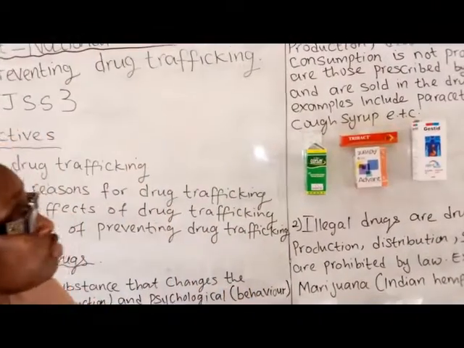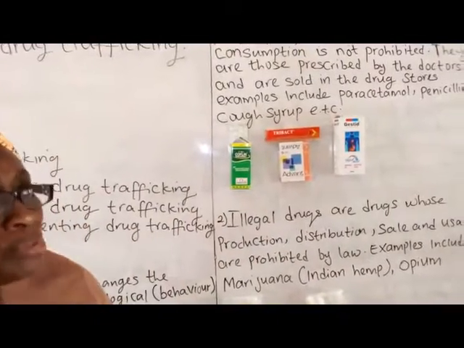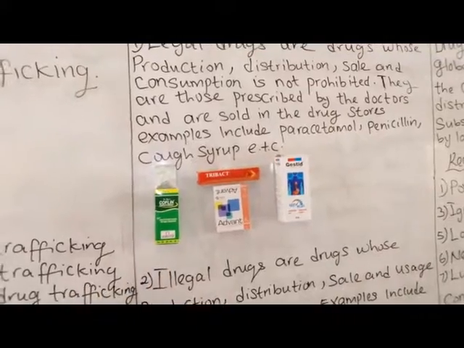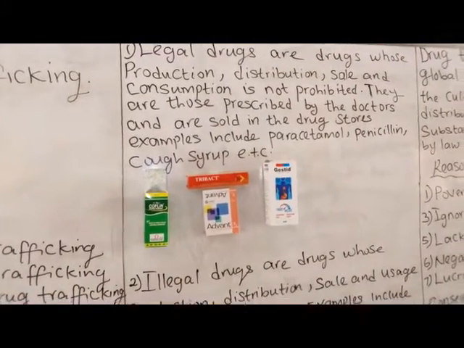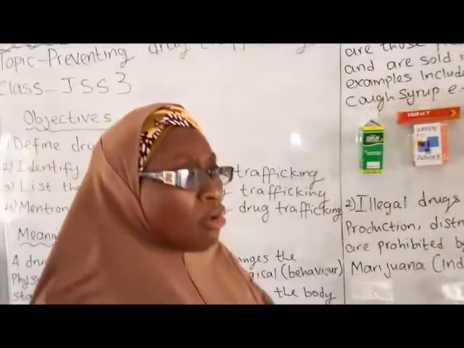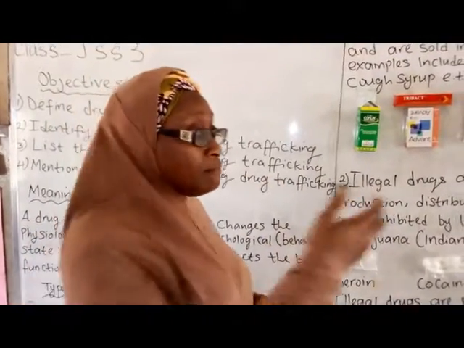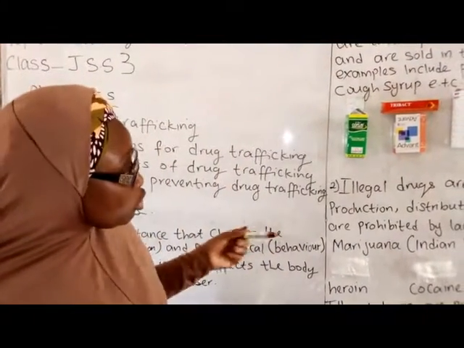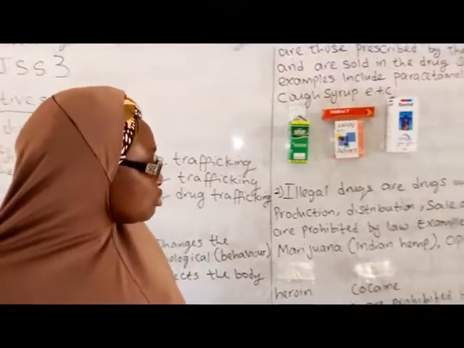Examples of these legal drugs include paracetamol, penicillin, cough syrup, Coughlin. Coughlin is a cough syrup, Advance, Tribax, Gestid, aspirin, Vasoprym. All these are legal drugs because they are prescribed by doctors to the sick or those that need them.